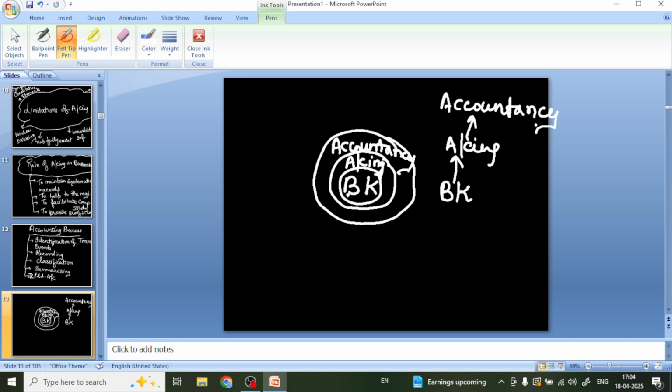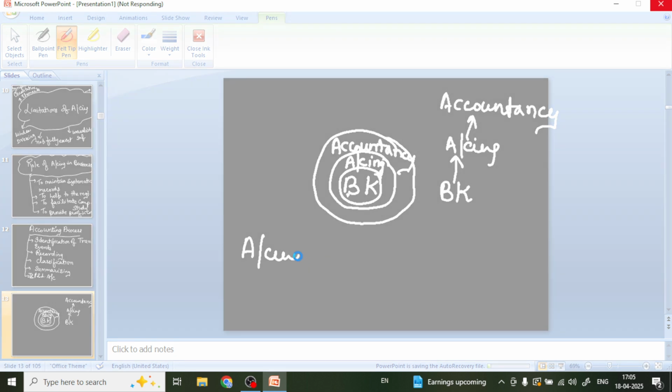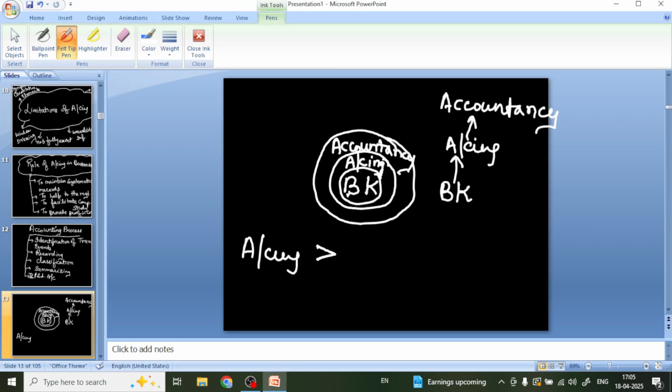Now, what is accounting? Accounting is the process of identifying, recording, classifying, summarizing, analyzing, interpreting, and communicating financial transactions in an understandable way. So we can say accounting is wider than bookkeeping, and accountancy is wider than accounting and bookkeeping.